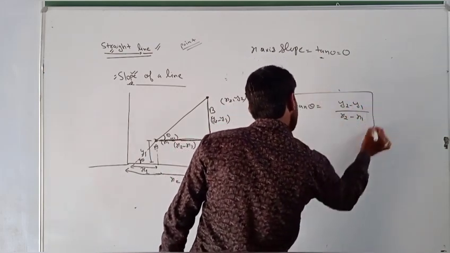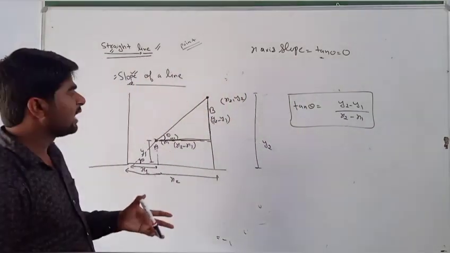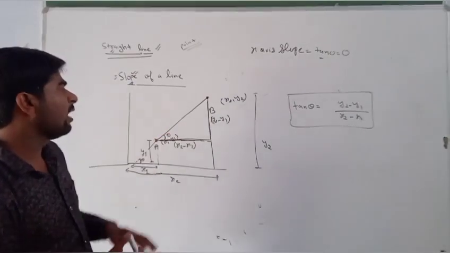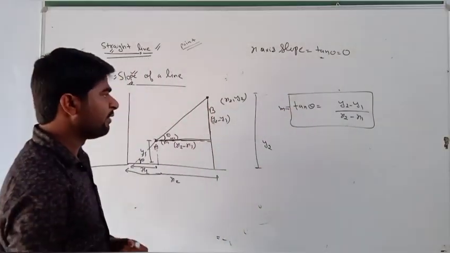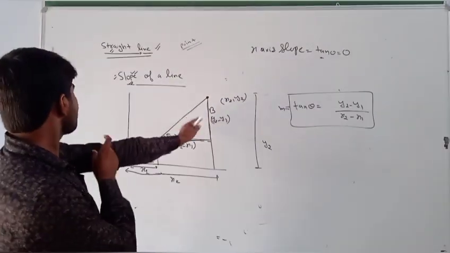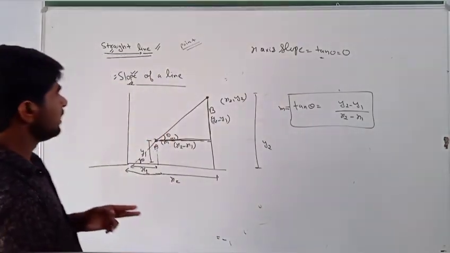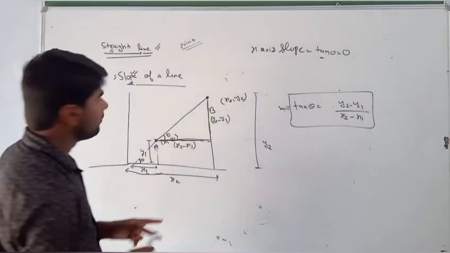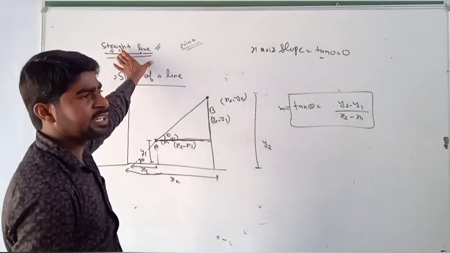So if two points are given on the line, the slope of the line will be tan theta or m, equal to y2 minus y1 upon x2 minus x1. So now we have discussed two forms of slope. Now the various forms of straight line we will discuss by its different equations.